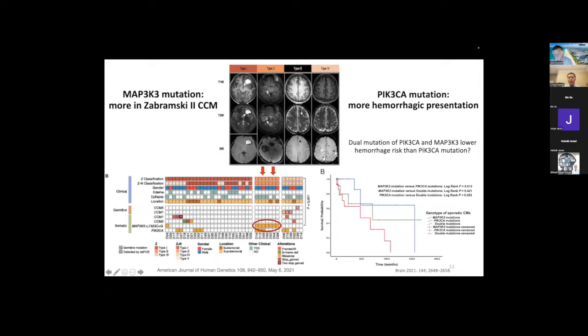And the exciting finding of these novel mutations is that they might be associated with future hemorrhage risk. As you can see here, the PIK3CA mutation was associated with higher hemorrhage risk, just like the red line shown down here. And the MAP3K3 mutation was associated with a relatively better outcome, and the co-mutation is somewhat intermediate between them. Although this is from a study of a small sample size, it implies the genetic background is associated with the clinical and imaging features of the CCM.